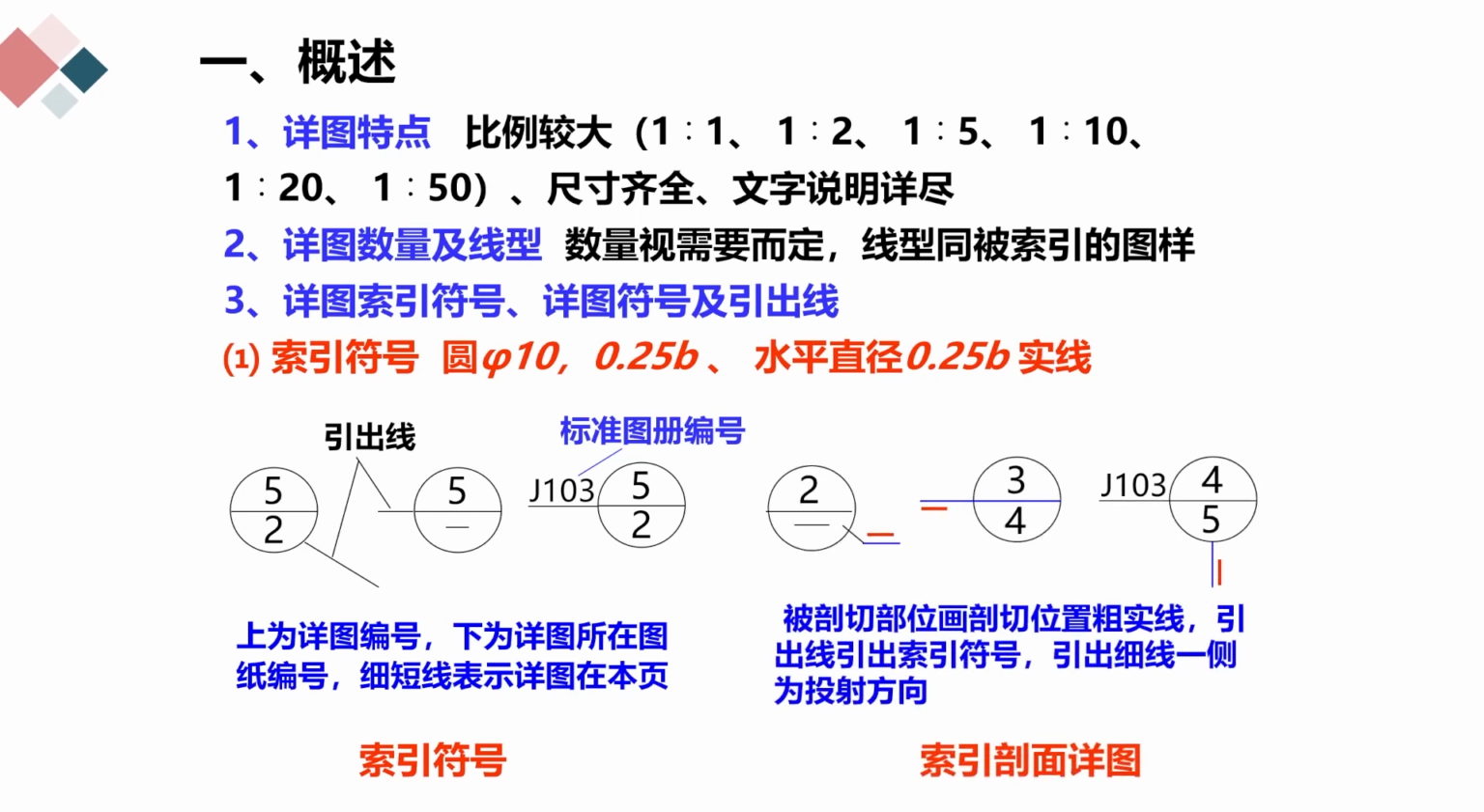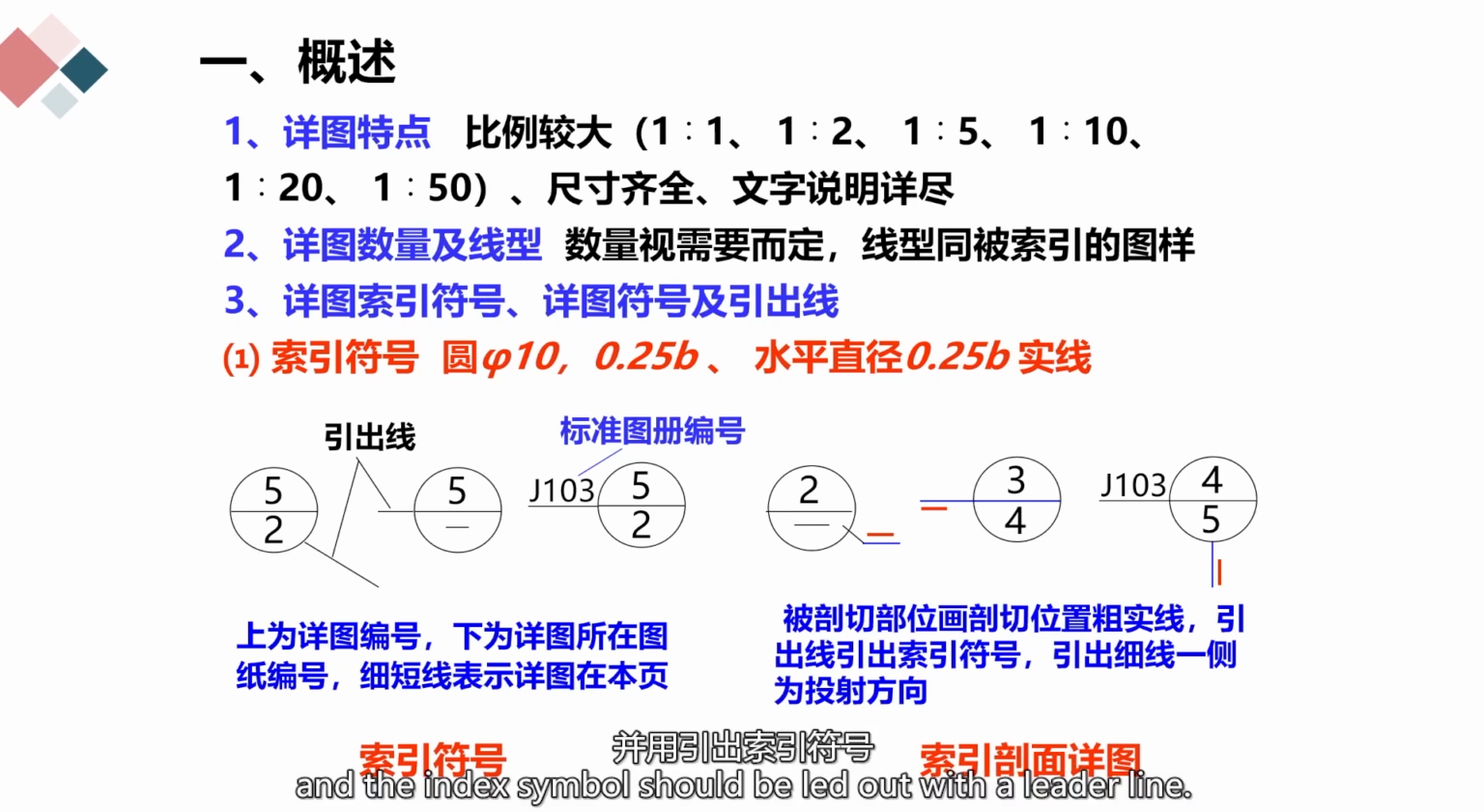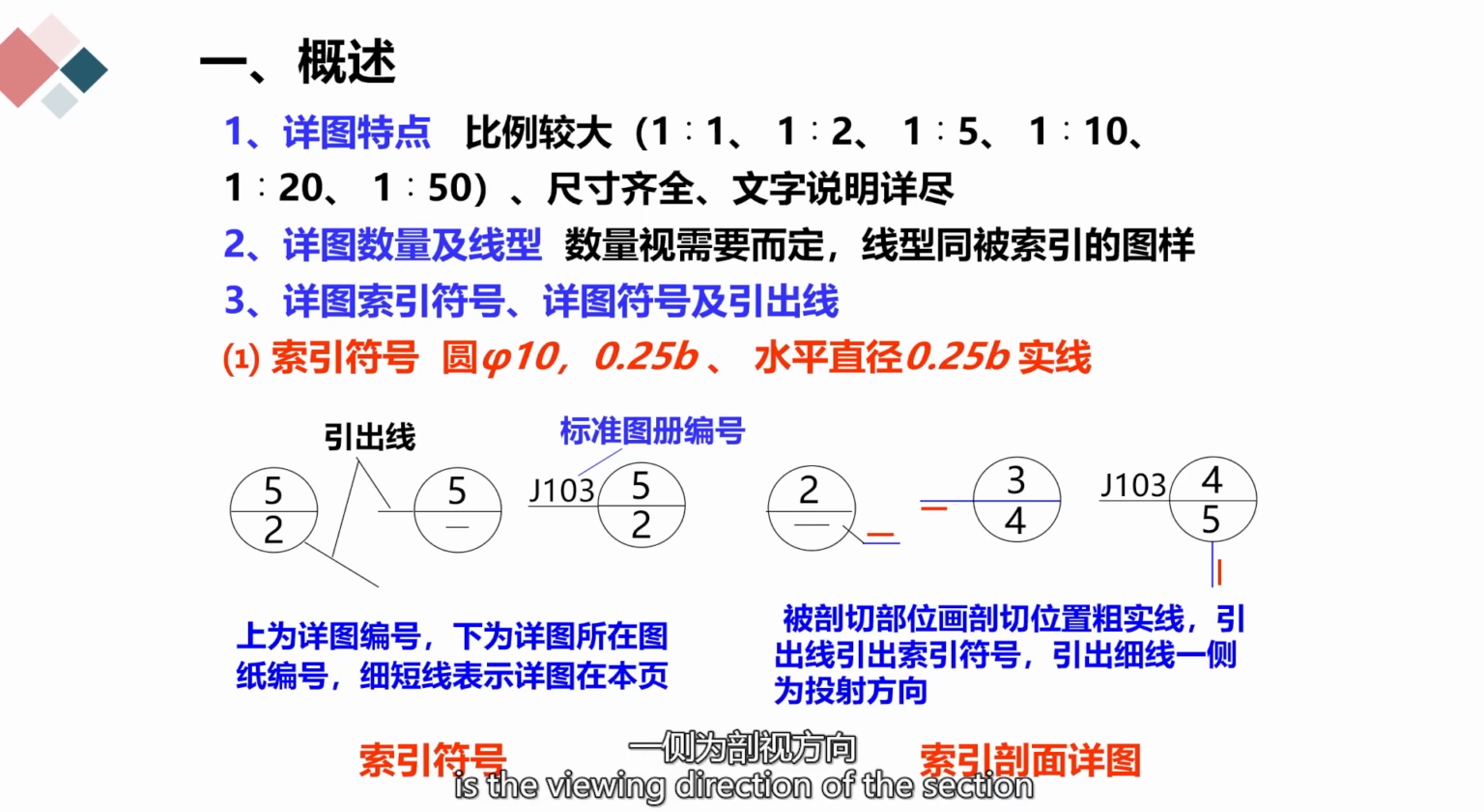Index symbols for local sectional detail drawings. When the index symbol is used for indexing sectional detail drawings, a thick and short dash line of the cutting position line should be drawn at the cut part, and the index symbol should be led out with a leader line. The side where the leader line is located is the viewing direction of the section, and the number of the index symbol is the same as that of the indexing symbol, as shown in the figure.